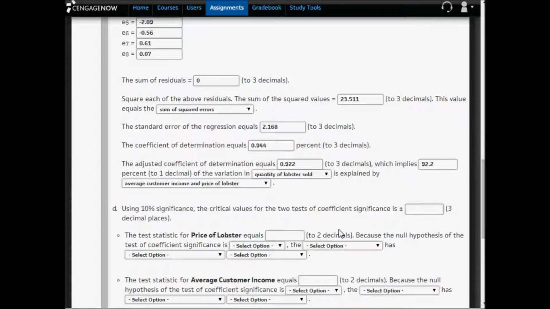Okay, so the adjusted coefficient of determination equals 0.922, the adjusted R square, multiplied by 100. When you multiply by 100, you get 92.2%, and that 92.2% implies that 92% of the variation in the y variable, quantity of lobster sold in this case, is explained by the model, which in this case would be average customer income and price of lobster.